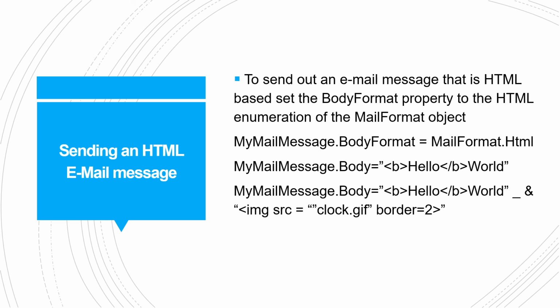Now the text you include in the Body property can include basic HTML tags or an entire web page. myMailMessage.Body equal to, so here we have included a B tag within the body of the message. Suppose you want to include graphics in the body of the HTML email message, then myMailMessage.Body equal to, we have included the image using the image tag. Thus we can include HTML formatted message in our email.